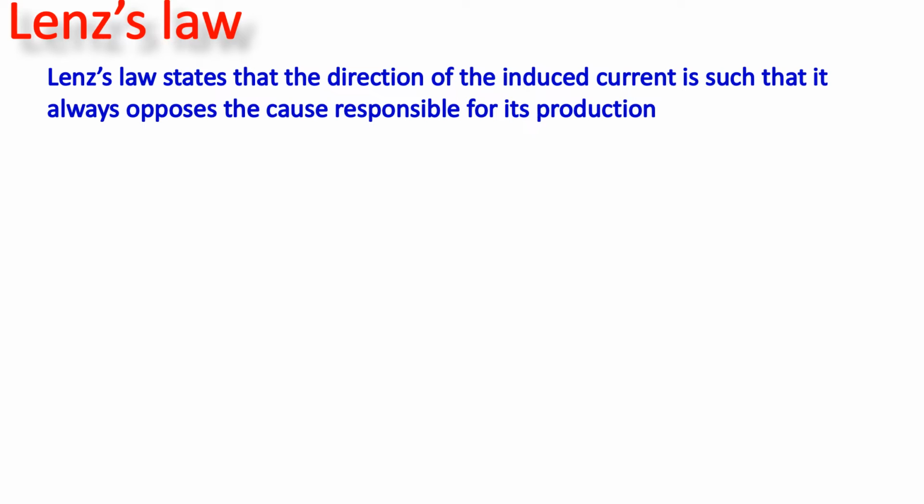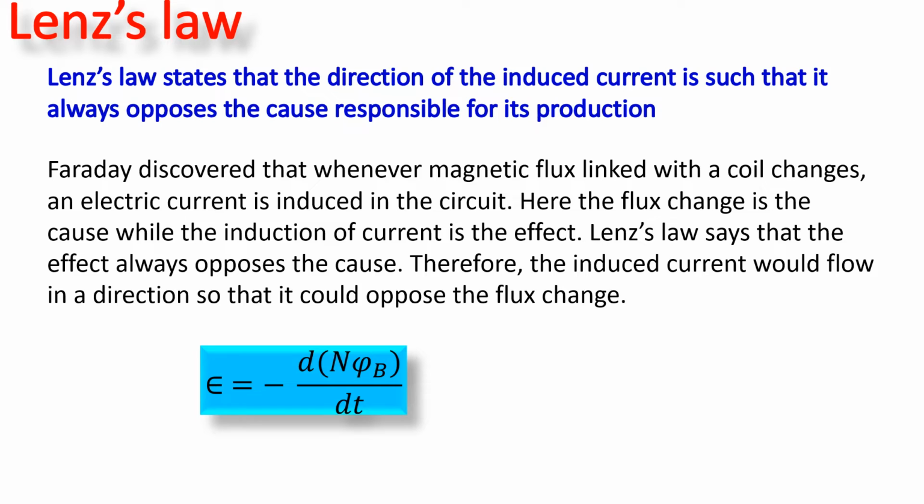In this video, we are going to see Lenz's law. Lenz's law states that the direction of the induced current is such that it always opposes the cause responsible for its production. Faraday said the flux change will produce an induced current in the coil. Lenz's law says that the effect always opposes the cause.